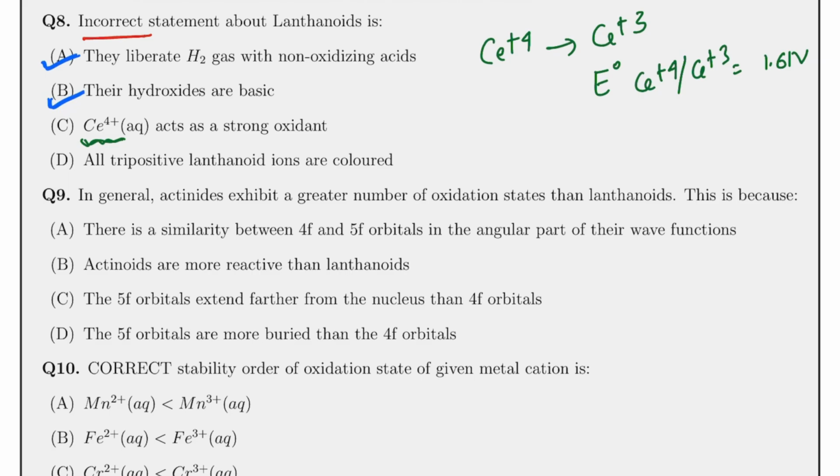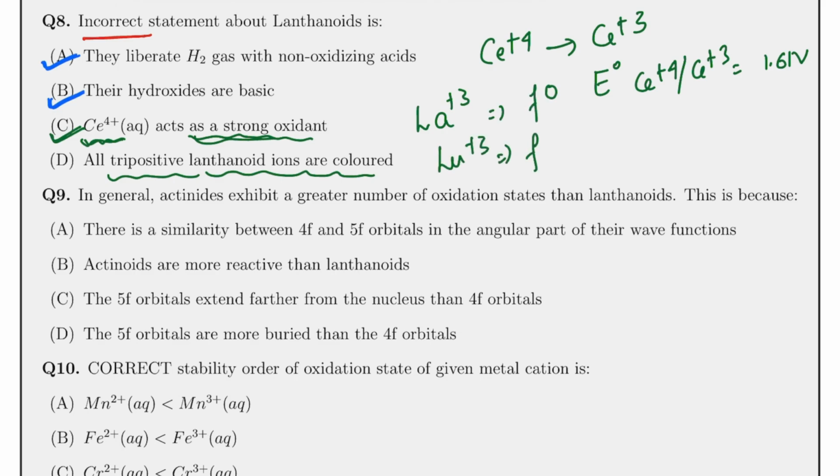So it acts as a strong oxidant. Yes, that's true. And the last one is: all tripositive lanthanoids are colored. That's not true. If I talk about lanthanum plus 3, it's like f0. If I talk about lutetium plus 3, then it is like f14. They are colorless because of no f-f transition. Since there is no f-f transition, there will be no color. So the incorrect statement for this one will be D.